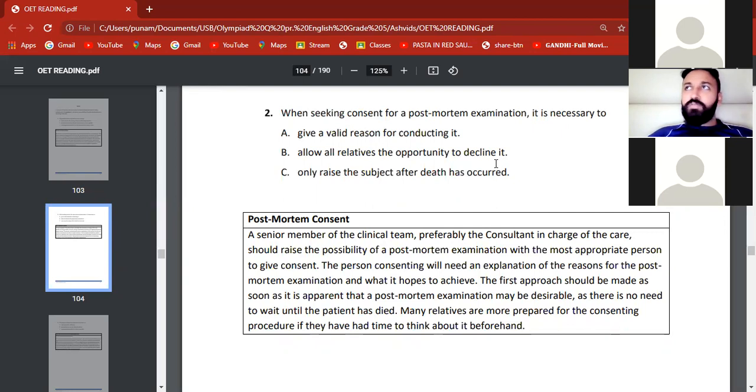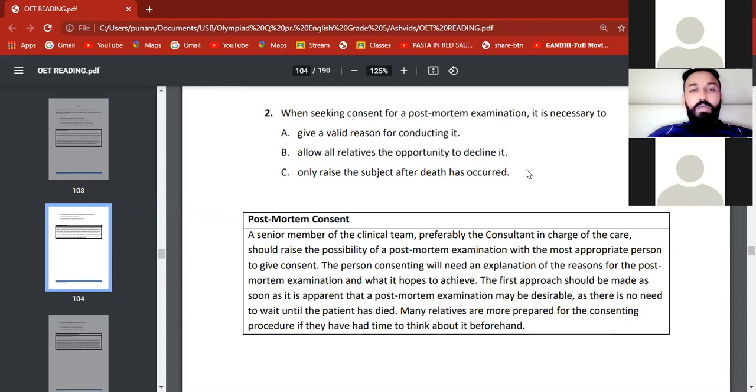Right now we are not focusing on relatives, we're focusing on declining. So first is a valid reason, second is declining, and third one is only raise the subject after the death has occurred. Okay, so first is a valid reason, second is declining, third is raising the subject after the death.